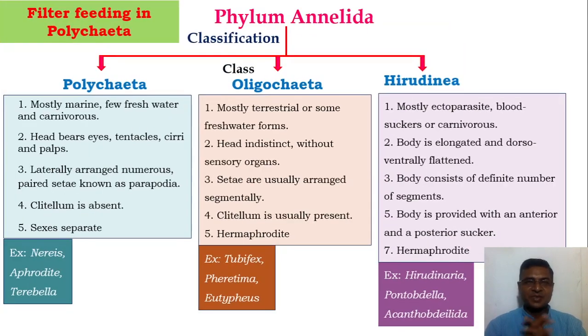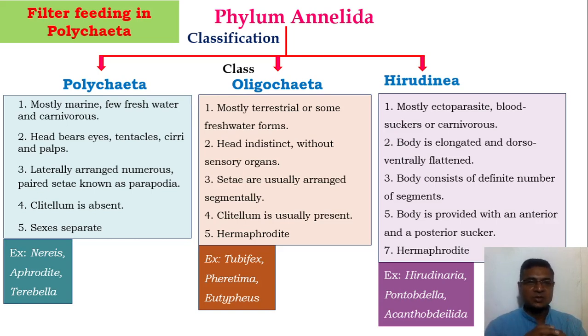Good morning, friends. Today we are going to discuss a new topic under nutrition and digestion in invertebrates: filter feeding in the Polychaeta. First of all, let us look at the exact location of that group in the classification. The Polychaetes come under the phylum Annelida, which is grouped into three different classes as per the general body characteristics: class Polychaeta, second Oligochaeta, and third Hirudinea.